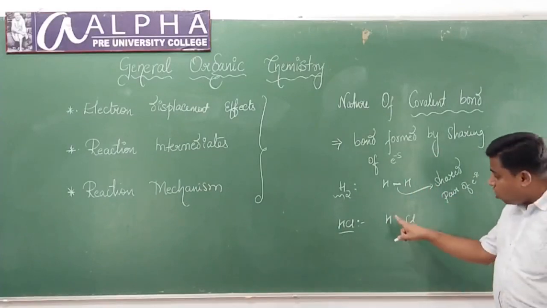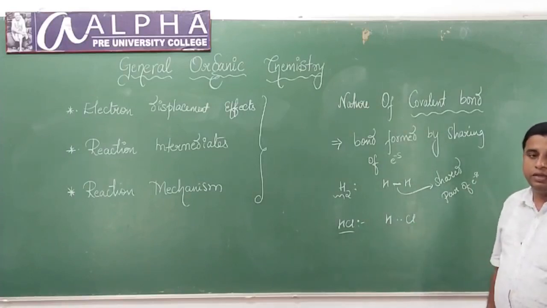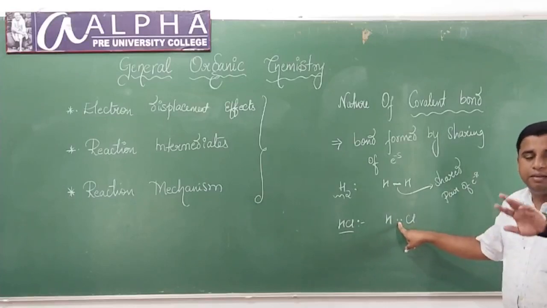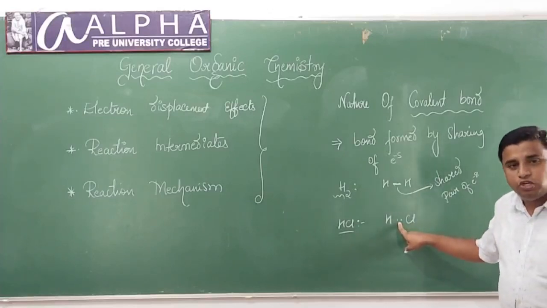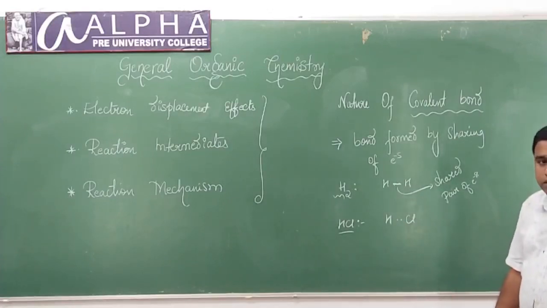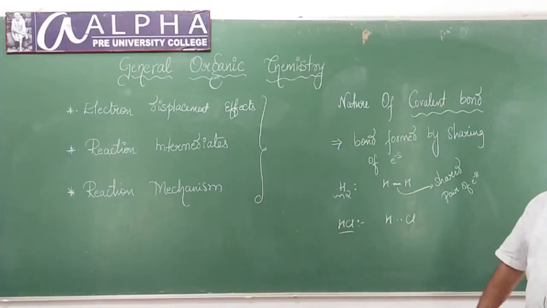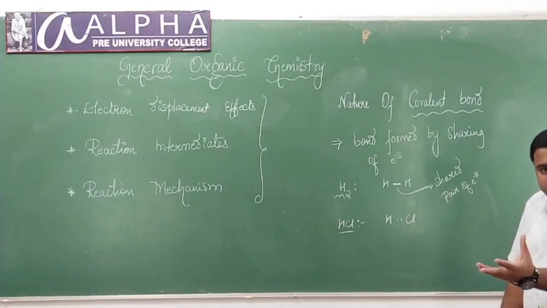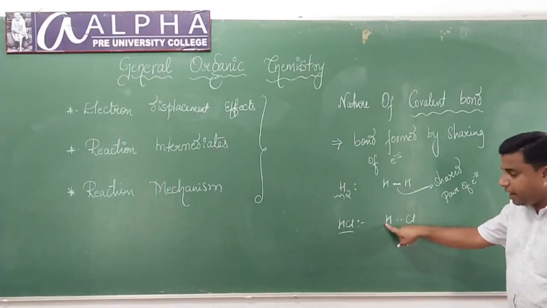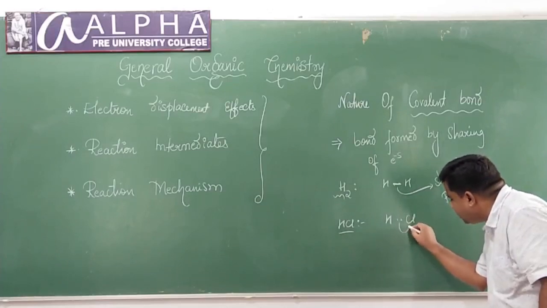But if a covalent bond is formed between two dissimilar atoms, then the shared pair of electrons will not be exactly at the middle. They will be displaced towards the more electronegative atom, isn't it? Yes, we know chlorine is more electronegative than hydrogen. What is electronegativity? It is nothing but the tendency to attract the shared pair of electrons towards itself. Since chlorine is more electronegative than hydrogen, it will pull the shared pair of electrons towards itself.